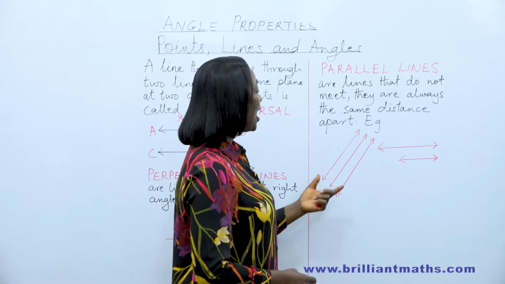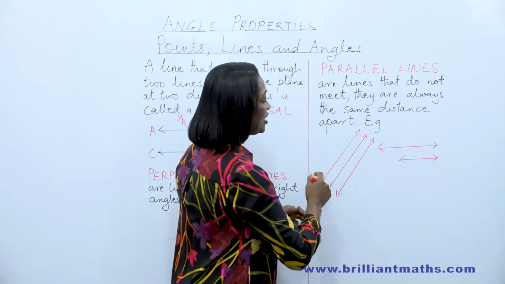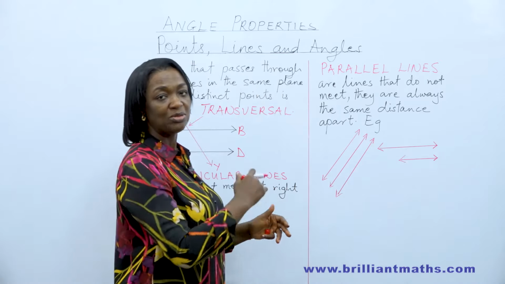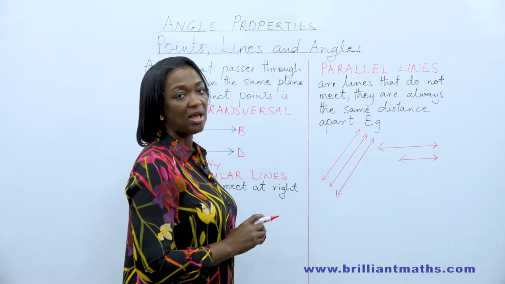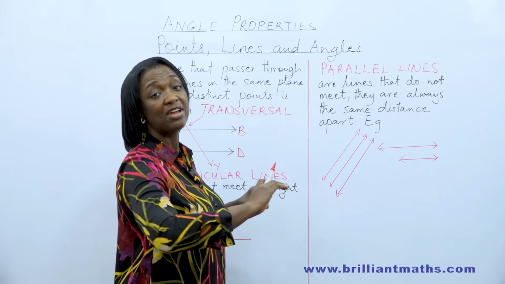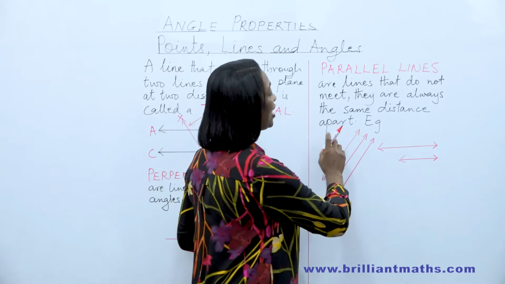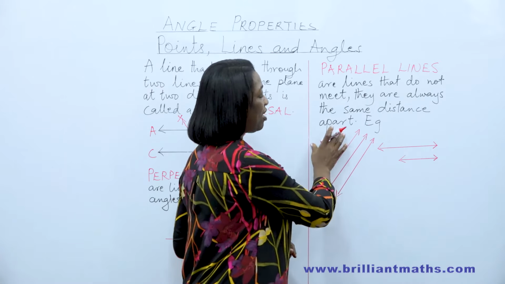Then we have parallel lines. Parallel lines are lines that have equal distance between them. The distance between the lines is the same, no matter how far you stretch the lines. So because the distance between them is always the same, then the lines can never meet. So parallel lines are lines that do not meet. They are always the same distance apart.